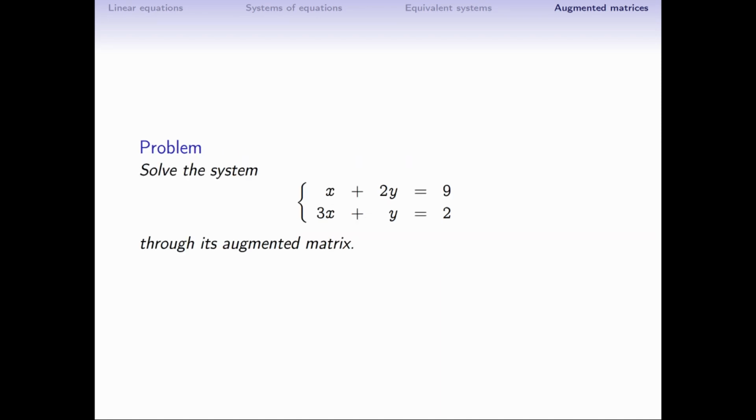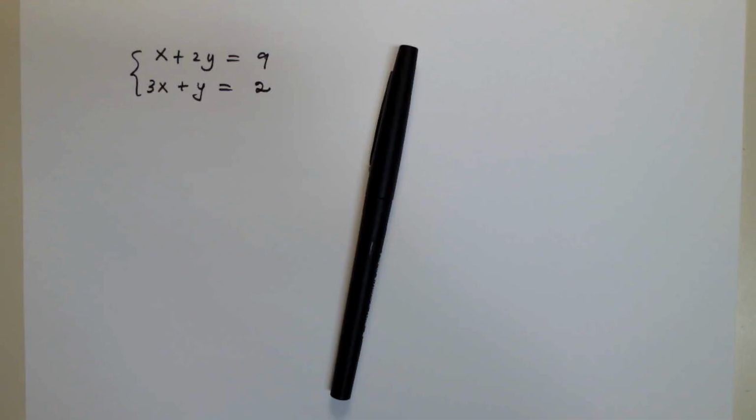Let's solve the system of equations x plus 2y equals 9 and 3x plus y equals 12 through its augmented matrix. So we're still going to use our row operations, but we're now going to use them on the augmented matrix. So let's go over to the document camera and see how to encode this and how to work out the solution through the augmented matrix.